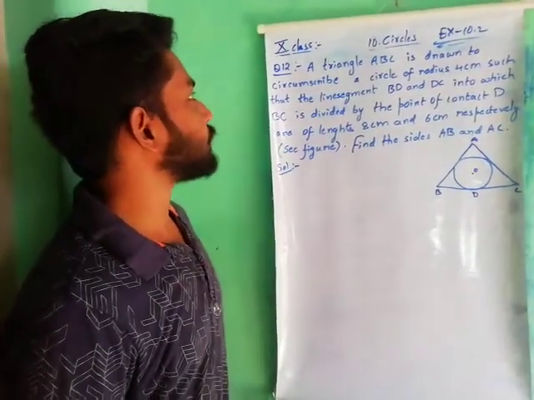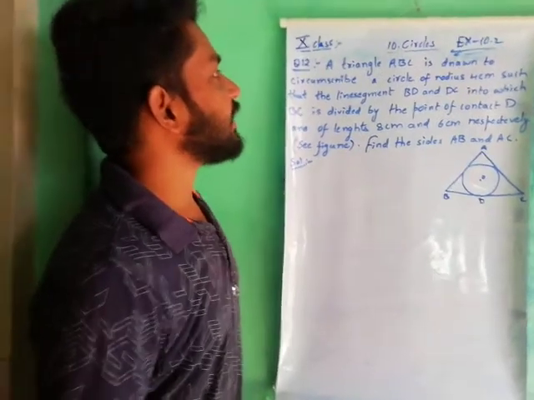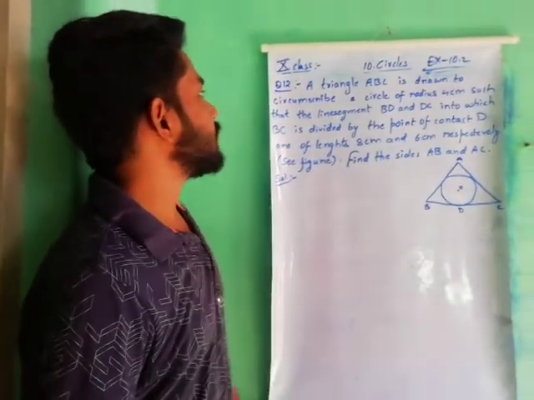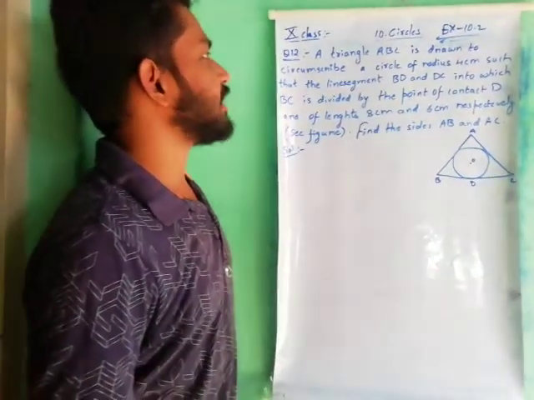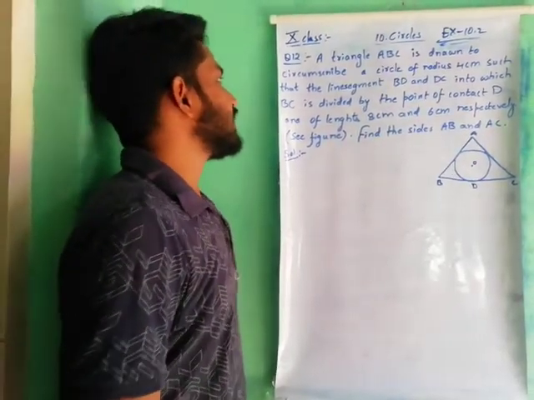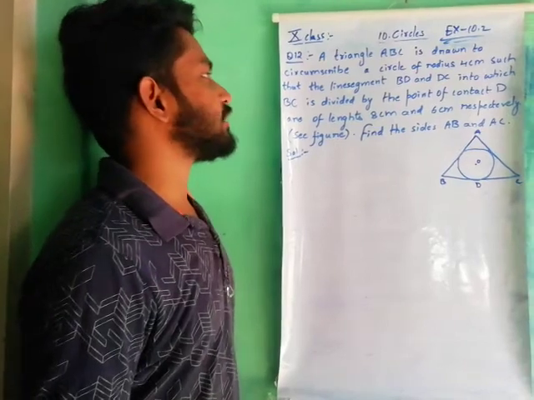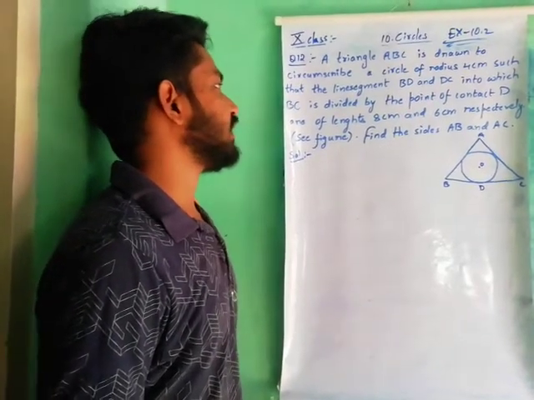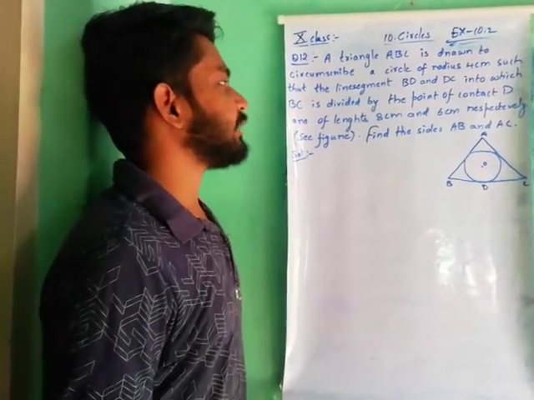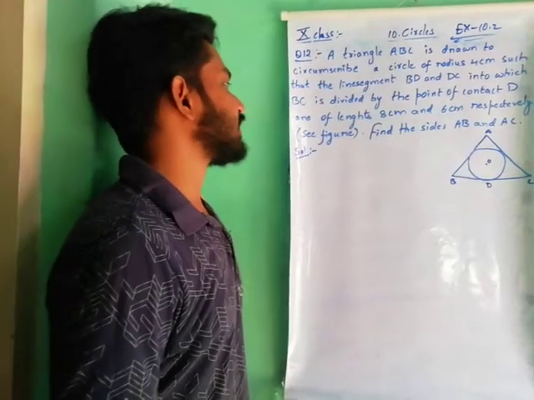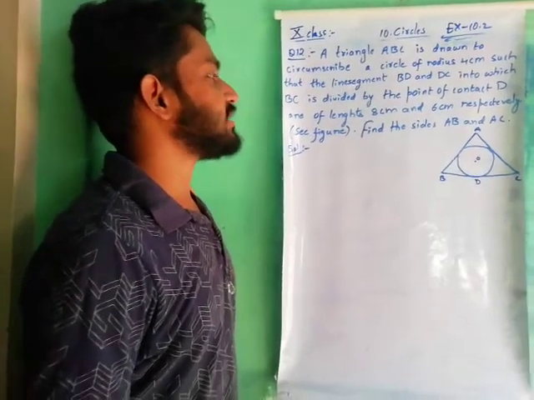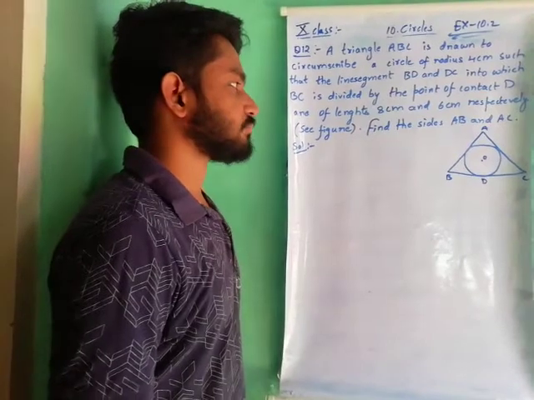Coming to question number 12, a triangle ABC is drawn to circumscribe a circle of radius 4 centimeters such that the line segments BD and DC, into which BC is divided by the point of contact D, are of length 8 centimeters and 6 centimeters respectively. Find the sides AB and AC.